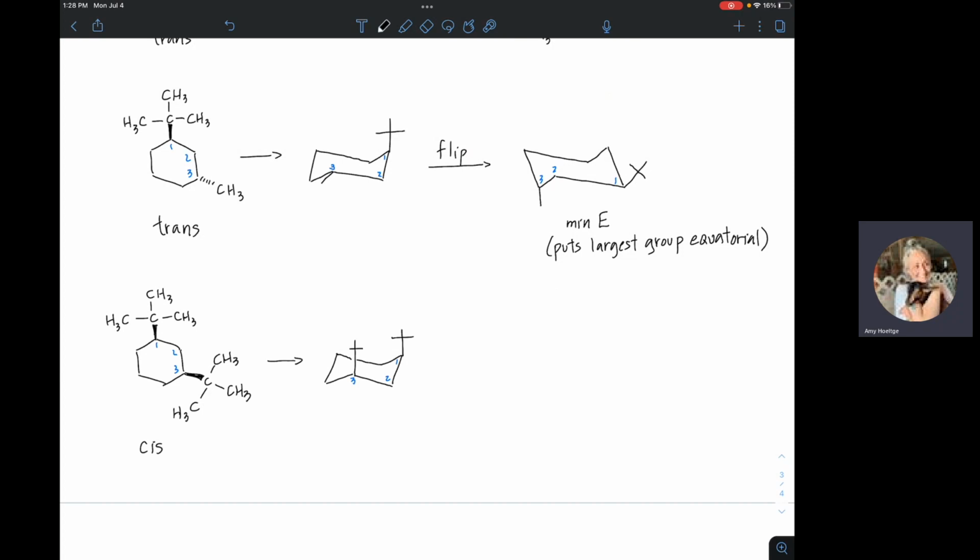But notice how these two groups are both axial. Now they look like they're not causing a lot of trouble there because I've drawn them just kind of neatly, but these take up some serious space and they're going to be banging into each other. We call this a 1,3 diaxial interaction.